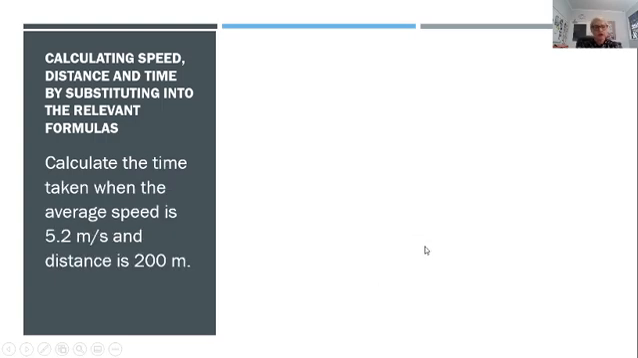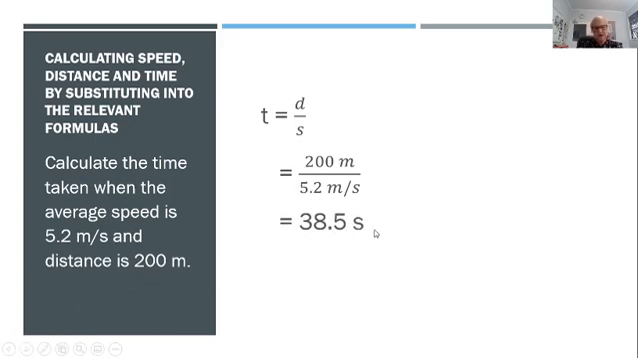Beautiful. Let's do another example. Calculate the time taken when the average speed is 5.2 meters per second. So we go T is equal to distance divided by speed. And then we put it in. Our distance was 200 meters and our speed was 5.2 meters per second. There you go, 200. And then you put your calculator, 200 divided by 5.2, and you get 38.5 seconds.